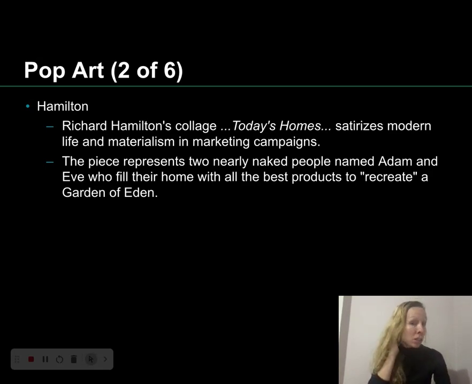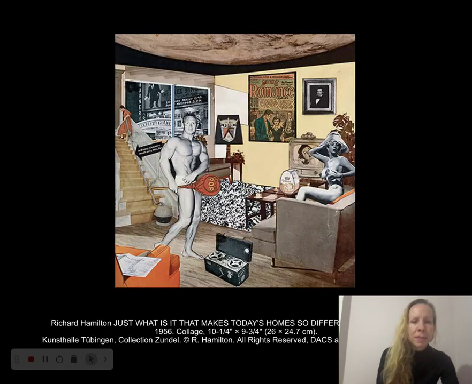Pop artists did use collage a lot. Today's Homes is a satire of modern life and materialism in marketing campaigns. This is about Adam and Eve, and they're really surrounded by the consumer culture that is developing.